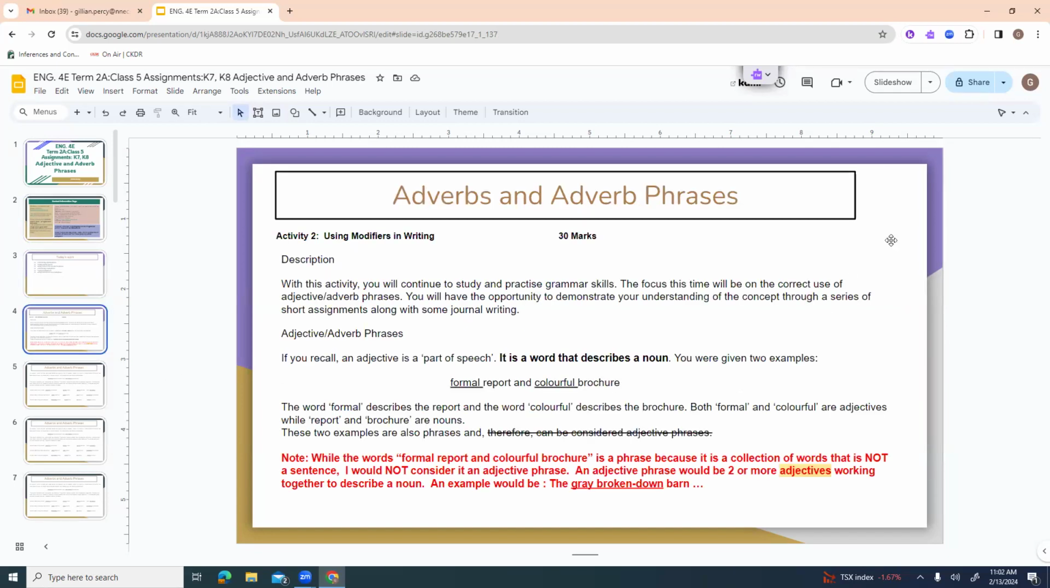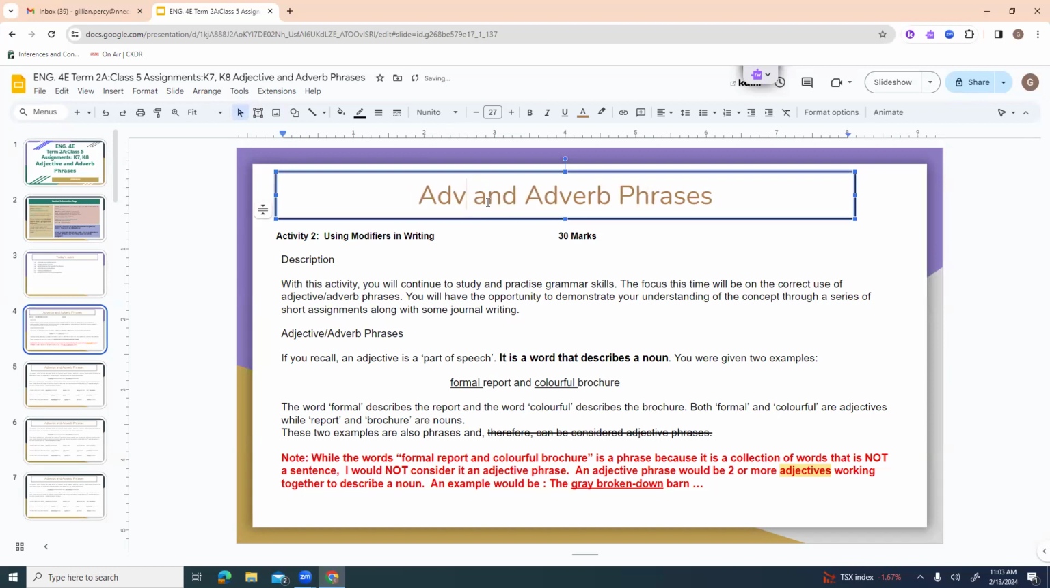Okay, so this is part of activity 2, and this is kind of a general preamble to the actual assignments. Using modifiers in writing. Modifiers are just another word for adverbs and adjectives. I changed this once, but there was a little blip that I had a problem with. I apologize. Everything else has stayed changed.